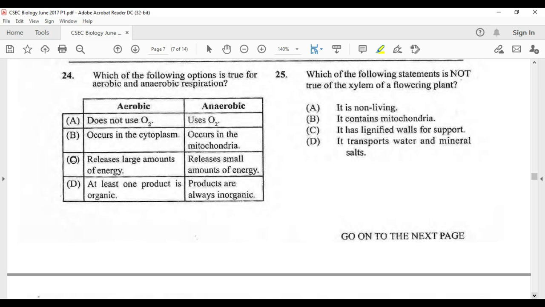Remember that we are supposed to read all the options, not just follow. We're supposed to read all to ensure that we have the best answer for the question.